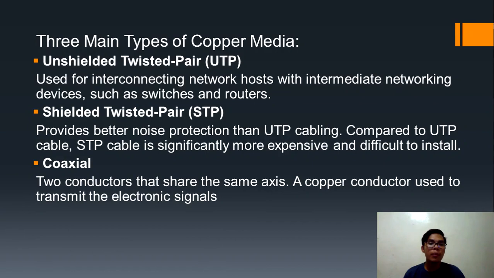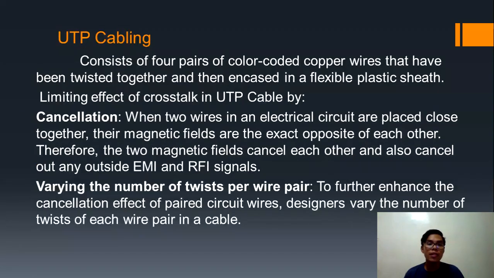Three main types of copper media. Unshielded twisted pair, UTP, is used for interconnecting network hosts with intermediate networking devices such as switches and routers. Shielded twisted pair, STP, provides better noise protection than UTP cable. Compared to UTP cable, STP cable is significantly more expensive and difficult to install. Coaxial: two conductors that share the same axis, with a copper conductor used to transmit the electronic signals.